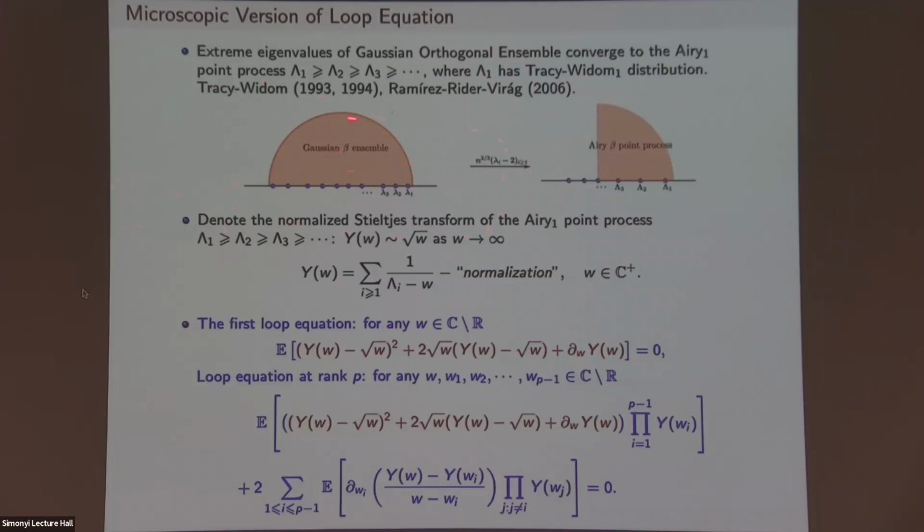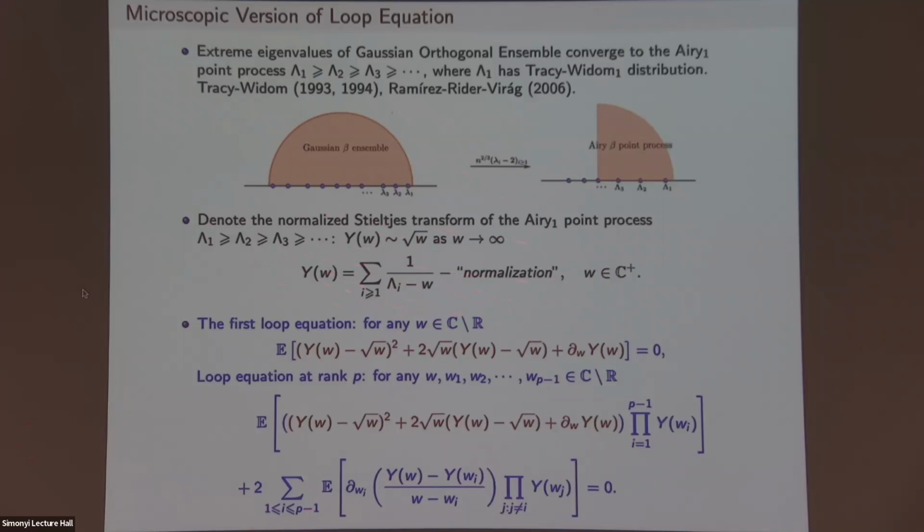For beta equal to 1 or 2, it was proven first by Tracy-Widom. For general beta, it was proven by Ramirez, Rider, and Virag. And for this limiting picture, the Airy-1 point process, we can also define the Stieltjes transform. Just define this y(w) as the sum of 1 over lambda i minus w, over those particle locations. If you naively compute this quantity, it will blow up. So you need to do some further normalization. So this is a well-defined quantity.